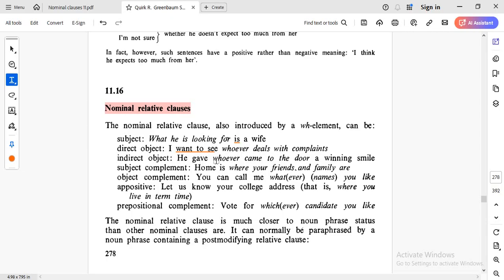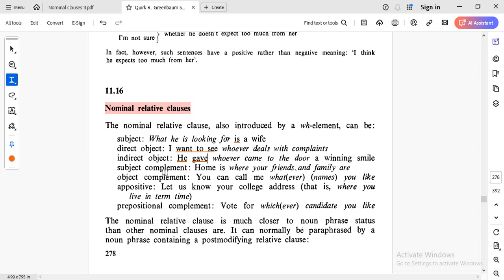He gave whoever came to the door a winning smile. He is a subject, gave is a verb, and whoever came to the door, because the verb give is a transitive verb, it takes two objects. So we have an indirect object, whoever came to the door, and a direct object, a winning smile.